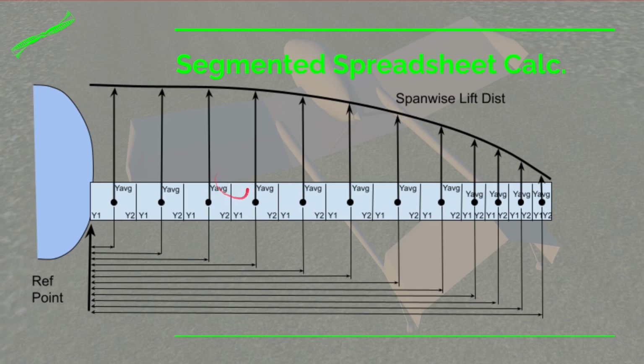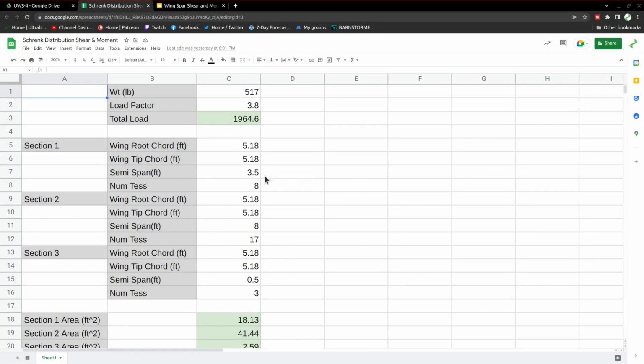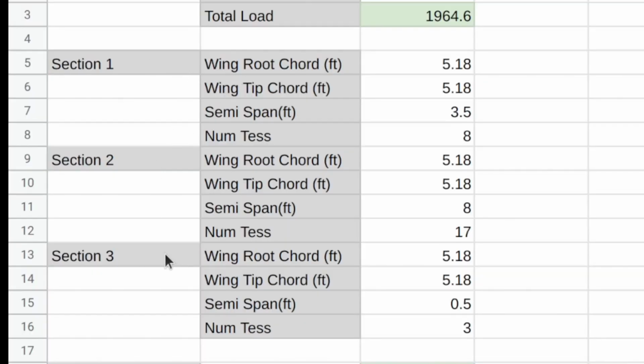But we'll talk more about that here in a moment. So here's a spreadsheet that I did in Google Docs using the shrink distribution. I did some calculations to make it a little bit easier for me in the future for other wings. I've actually divided the wing up into 3 sections where I have a root chord, a tip chord, the span of that section, and the number of tessellation or the number of subsections I want in there.